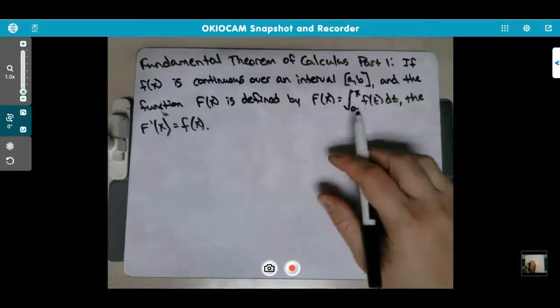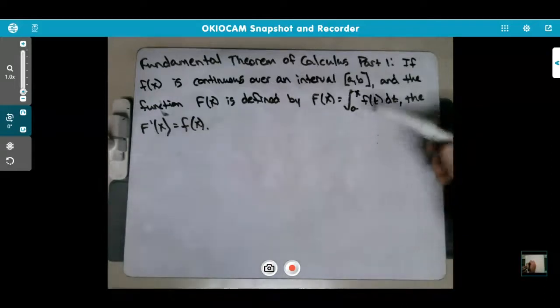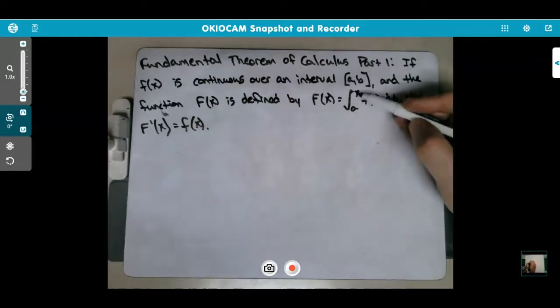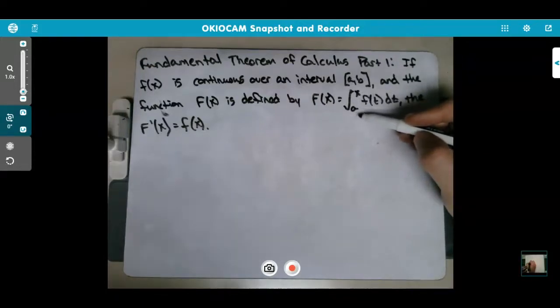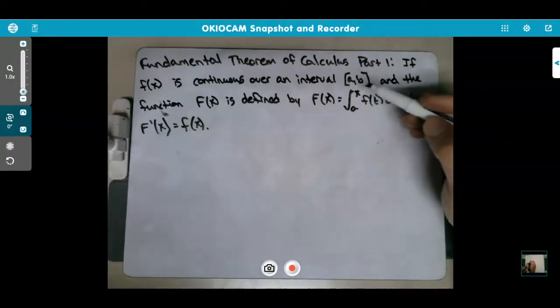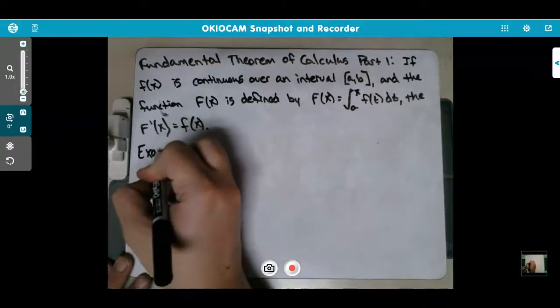So notice the notation here, okay? It's a constant to x. Keep that in mind. It's got to be a constant to x. It doesn't matter what this constant is, but this is an x. Keep that in mind. So let's look at an example of that.